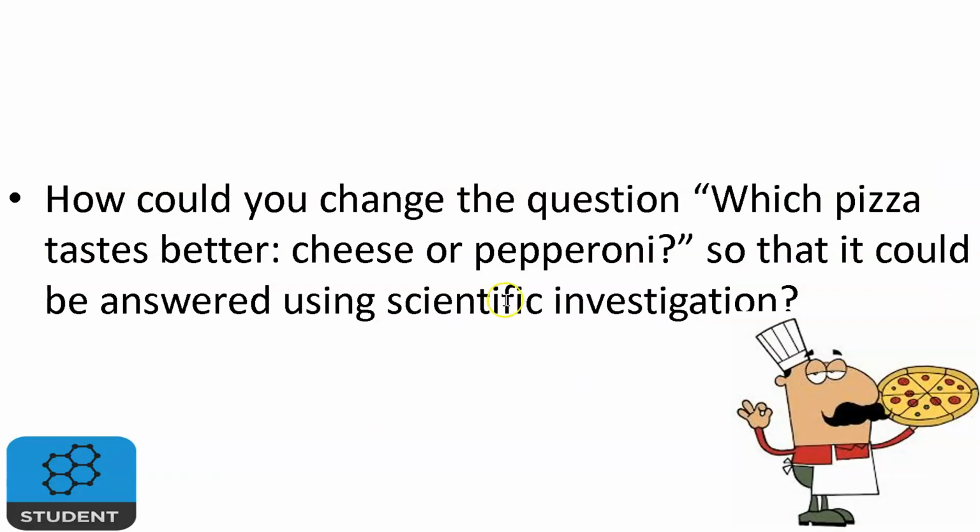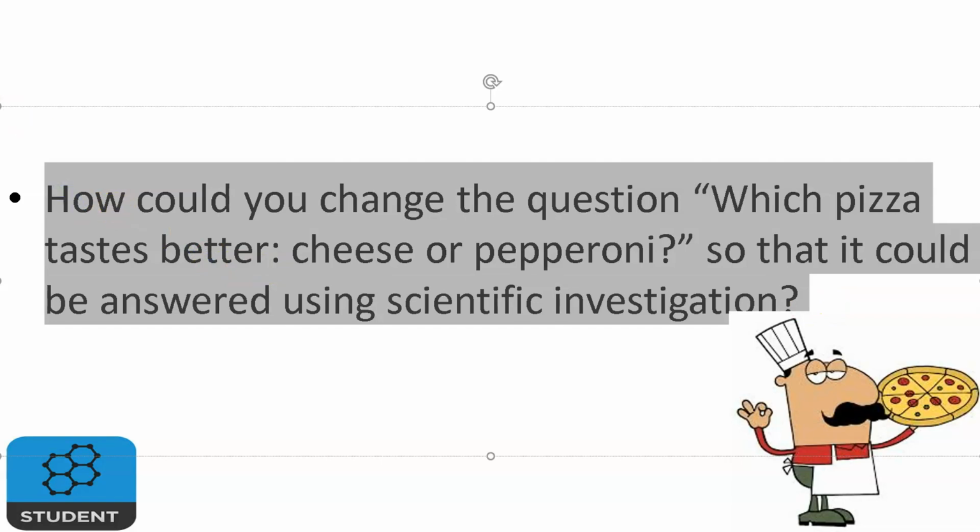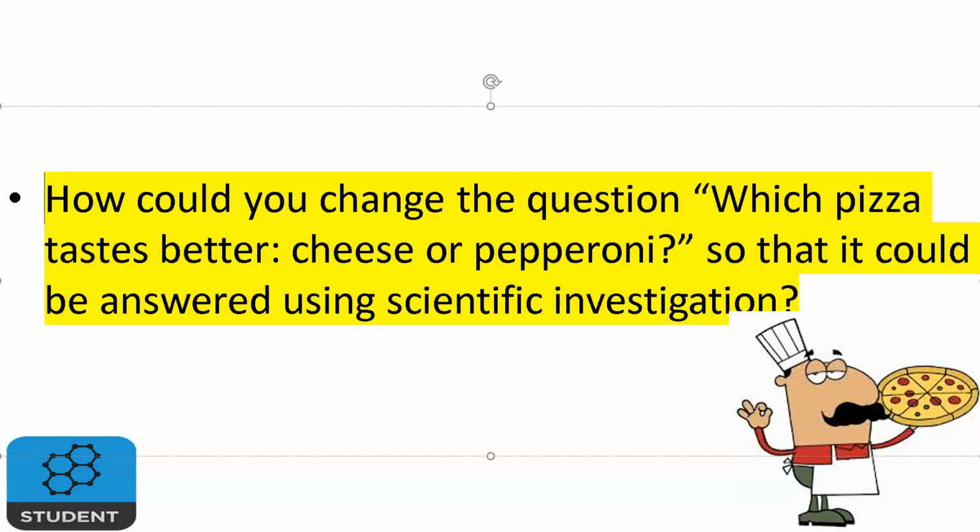And so the last question here, again, we're trying to learn what science is all about. The last question for this first lesson that I want you to answer: how could you change the question, which pizza tastes better, cheese or pepperoni, so that it could be answered using scientific investigation? Remember, we're all about studying data. How do you classify better? Better is an opinion. Better is a preference. You can't really classify better. So how could you change that question so it could be used for scientific investigation?